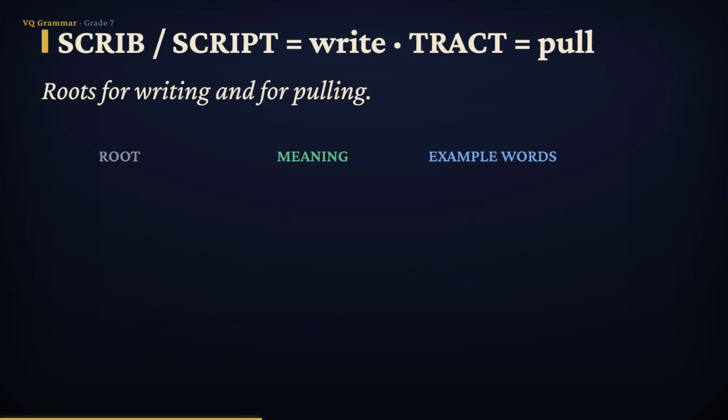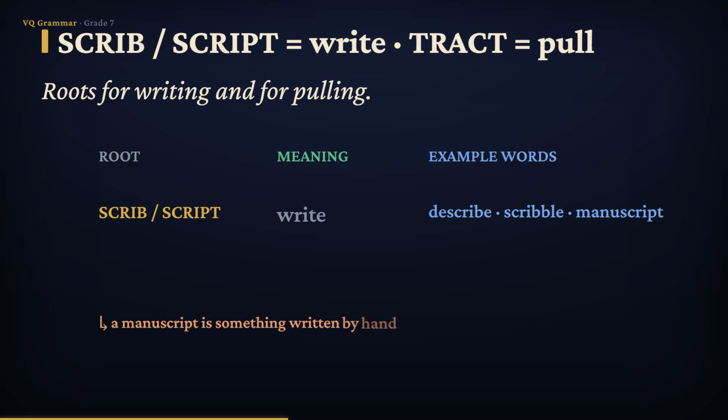Here are two more worth knowing. SCRIB, sometimes spelled SCRIPT, means to write. When you describe a scene, you write down what it's like. To scribble is to write quickly and messily. And a manuscript is a written document, often a book before it's printed.